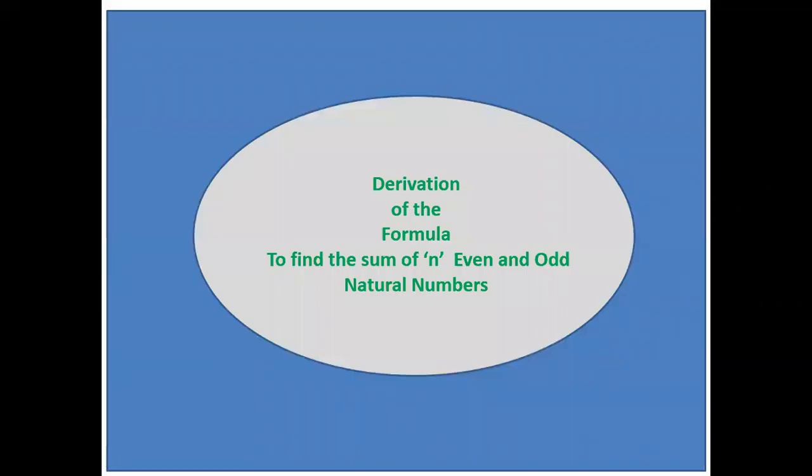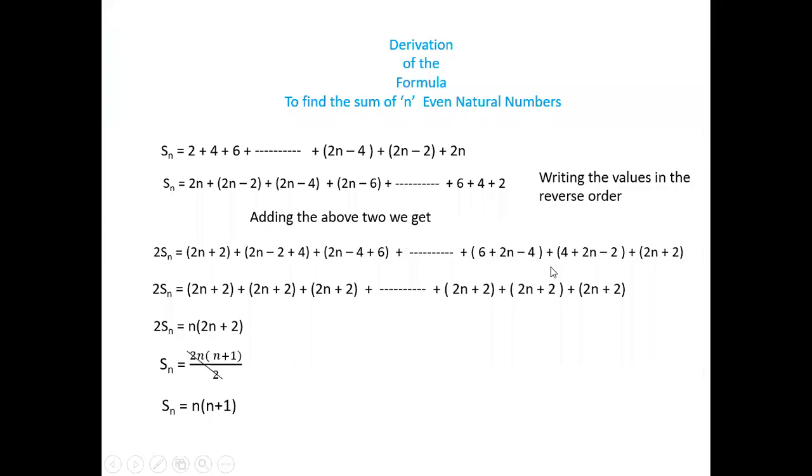Now we are going to derive the formula to find the sum of n even and odd natural numbers. So even numbers separate formula and odd numbers separate formula. Now we go to the next slide.